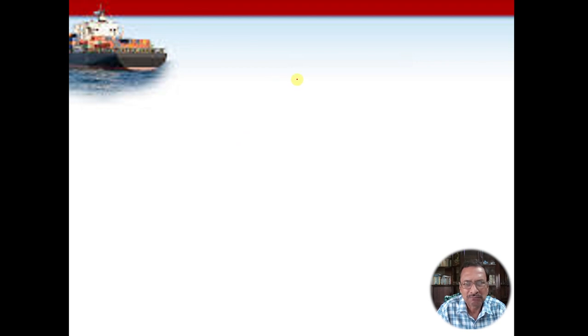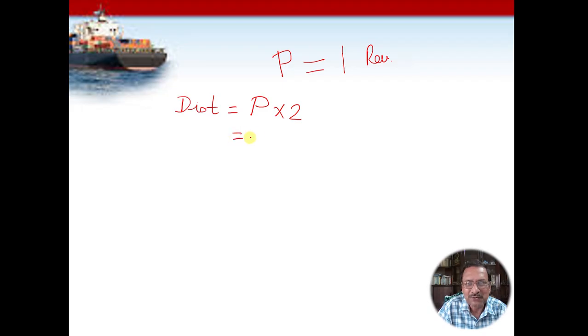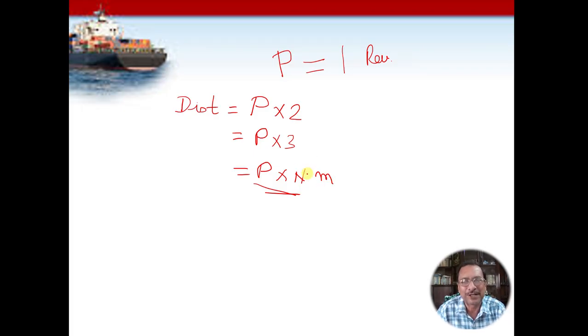Now we just saw that the pitch of a propeller is the distance that the propeller moves in one rotation, one rev. So then the distance moved in two rotations would be P into 2. In three rotations would be P into 3. In n rotations would be P into n. This would be the distance moved in meters when the propeller makes n number of rotations.